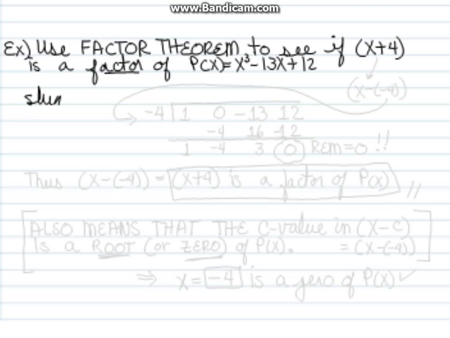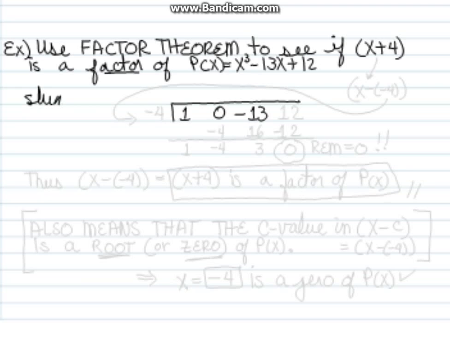Okay, so in this case we're going to synthetically divide the polynomial p of x, which is x cubed minus 13x plus 12, by x, well let's see, they want us to find out if x plus 4 is a factor. So what number c is being subtracted from x? We need to see it as x minus c. So in order to see it that way, let's set up our division.